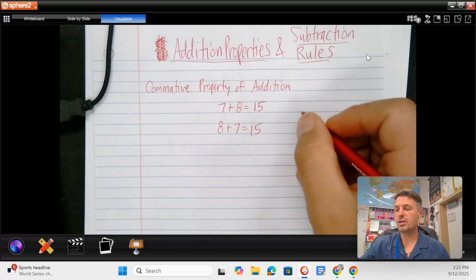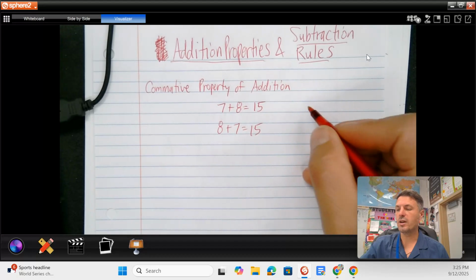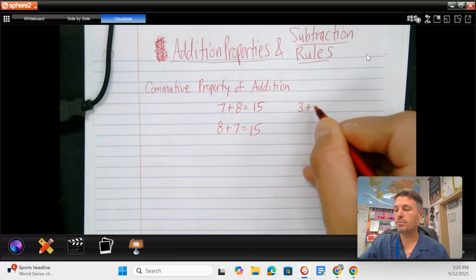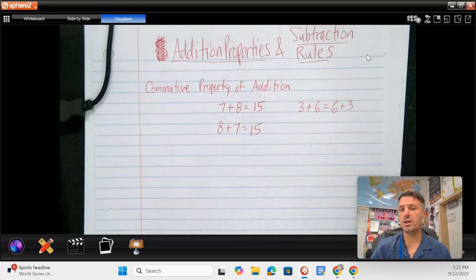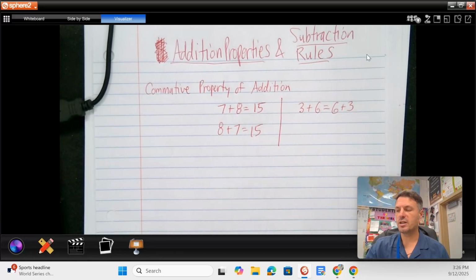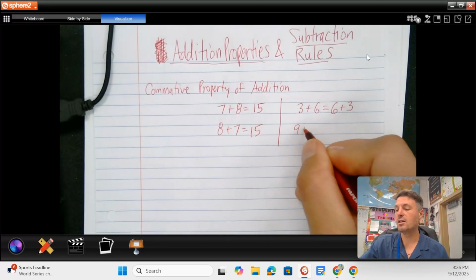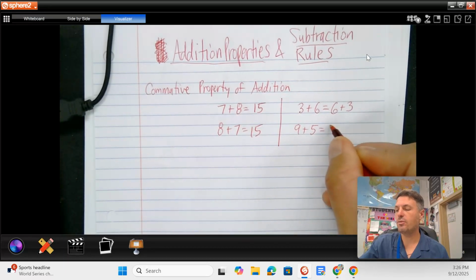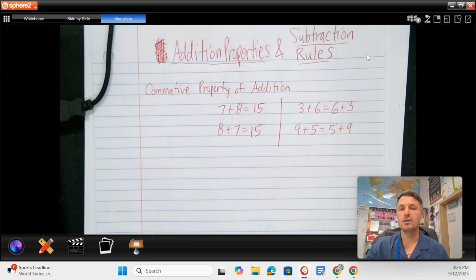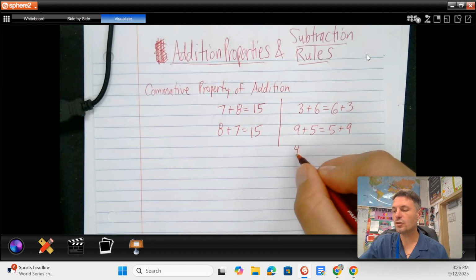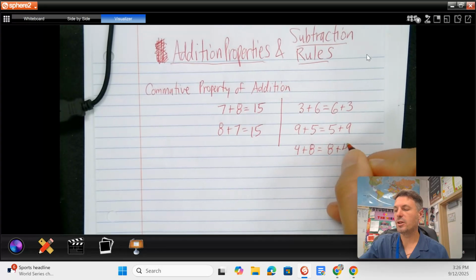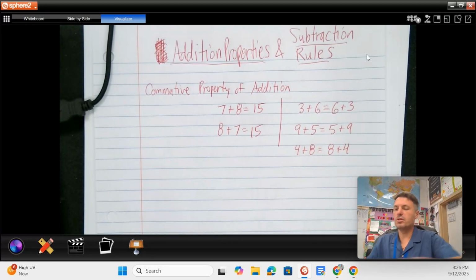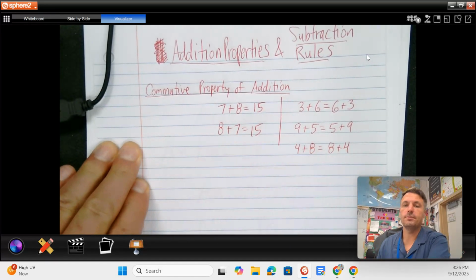So the simplest way to show this property is to write an equation like this. 3 plus 6 equals the same thing as 6 plus 3. So again, that's the commutative property of addition. Let's just write a few more examples of it. Maybe 9 plus 5 equals the same thing as 5 plus 9. Or to do another example, 4 plus 8 equals the same thing as 8 plus 4. Again, that's the commutative property of addition.